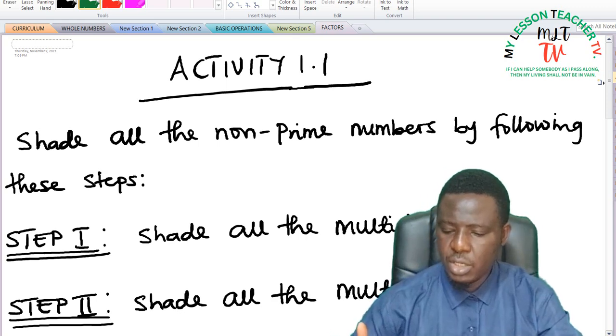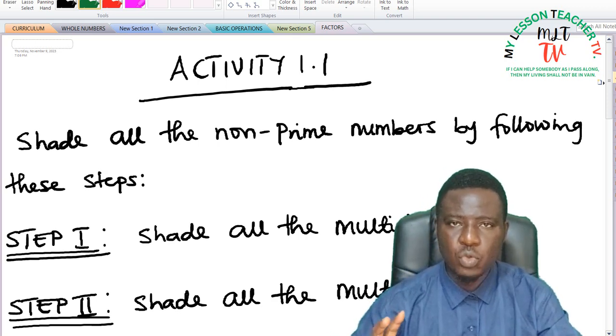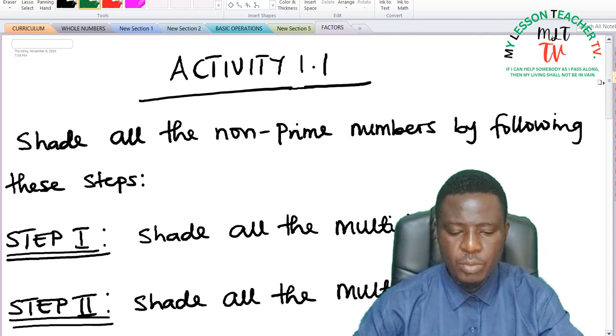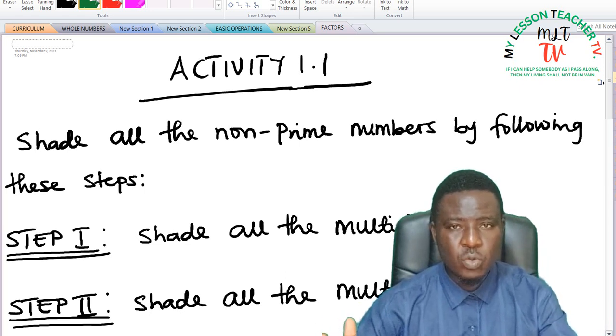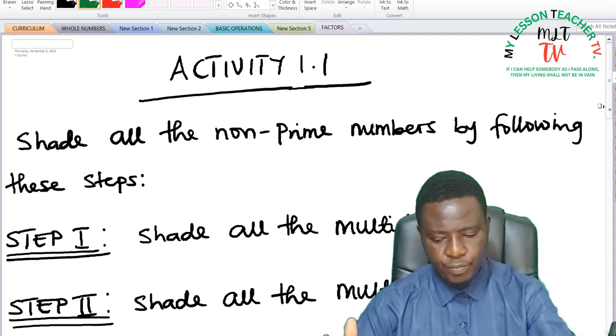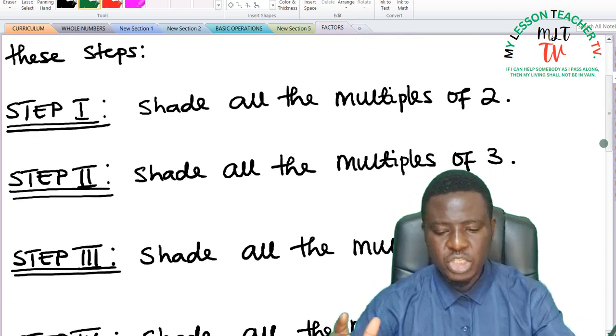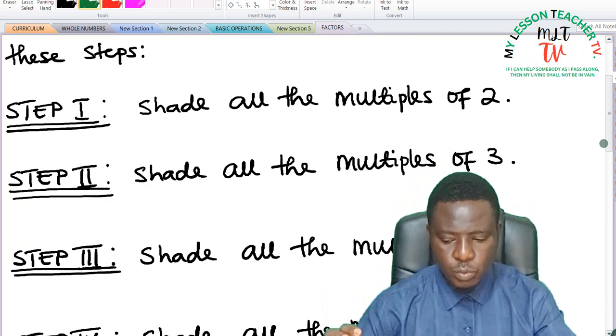In this activity, we shall be looking at how to identify all the prime numbers between 1 and 200. The activity says we should shade all the non-prime numbers by following these steps. In order for us to successfully get all the prime numbers between 1 and 200, we shall take these steps. Step 1 says we should shade all the multiples of 2.